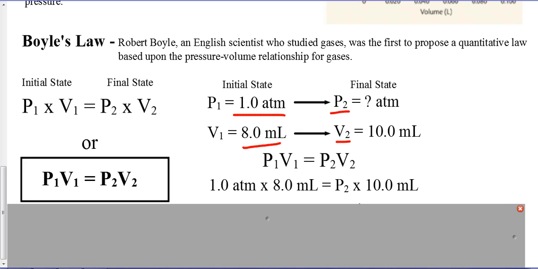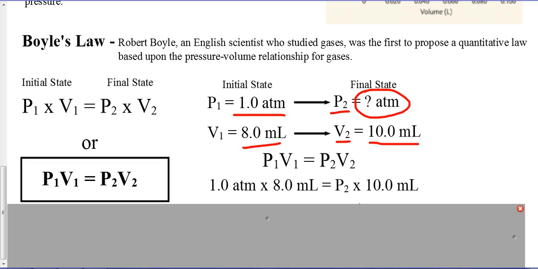So what we did in the problem was we changed the volume. So V2 was now 10 milliliters. And what we wanted to figure out was what P2 was, what the second pressure was. So we're going to plug all of this into the equation. P1 V1 equals P2 V2. And what do we get? We plug in P1, which is 1 atmosphere. We multiply it by V1, which is 8 milliliters.